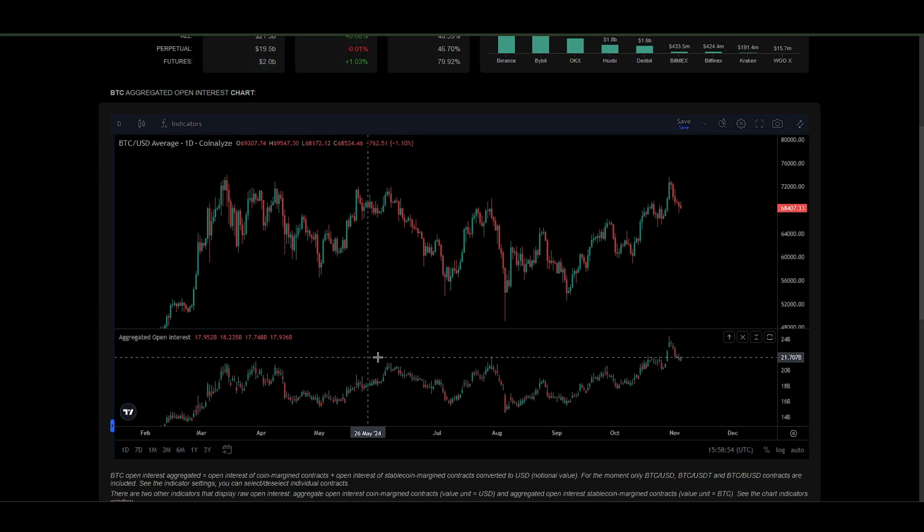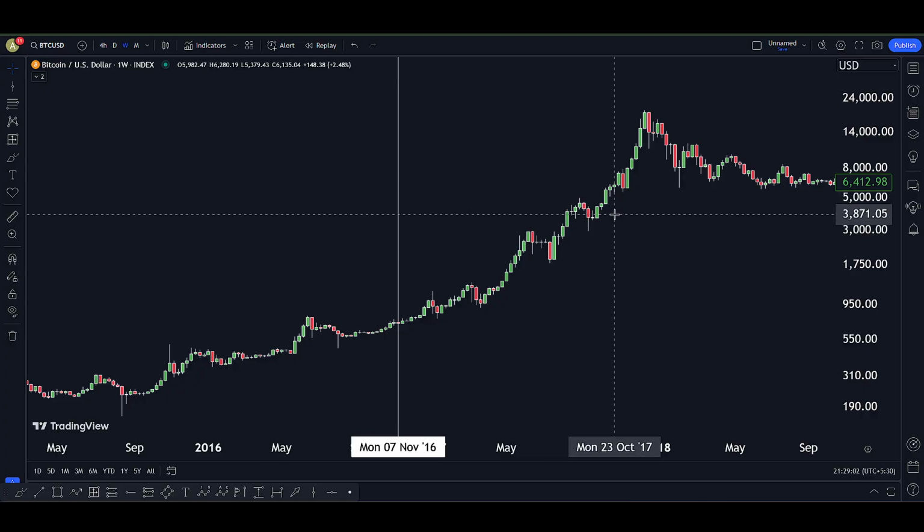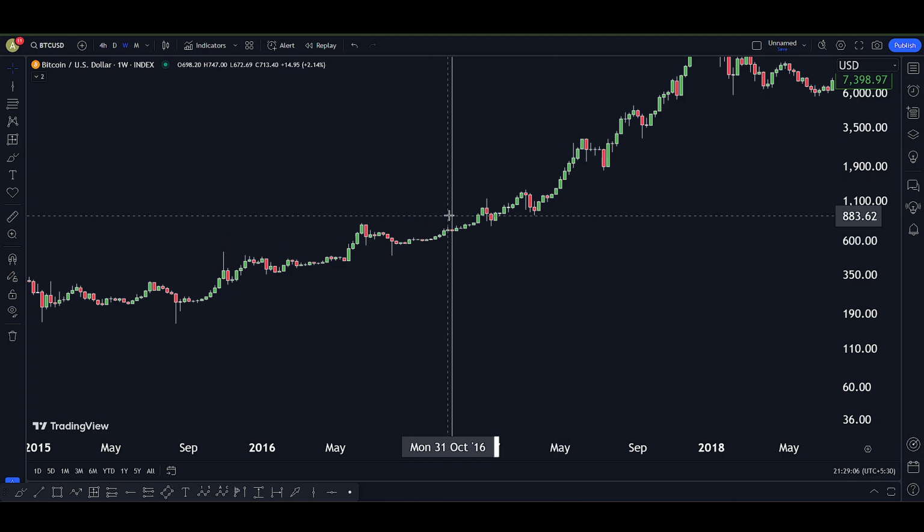We'll be discussing the aggregated open interest as well. So let's look into Bitcoin and where we can long or short the current setup. Okay, so let's look into the Bitcoin past data.